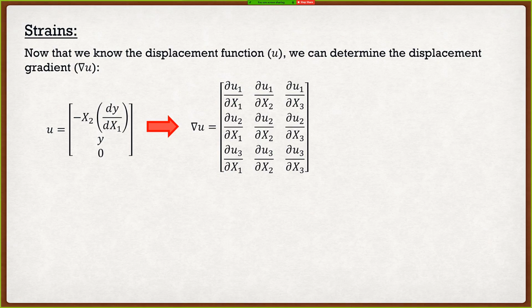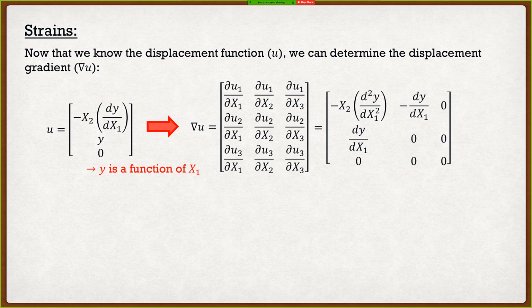Nice and easy. But if I look at y and I'm taking the derivative of that, I need to know what y is a function of. Basically, y is the deflection, which is a function over the length of the beam. As I go over the length of the beam, the deflection is going to change. So the thing to keep in mind here is that y is a function of x1. Therefore, I can take the derivative of y with respect to x1. And because of this, I'm left with the following displacement gradient. Again, we have to use this y as a function of x1 in things like this.